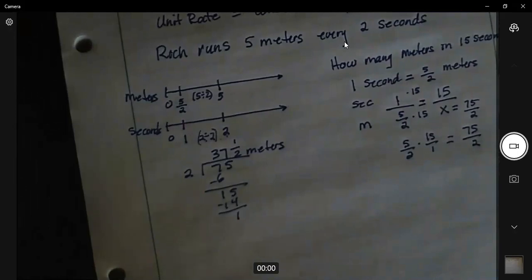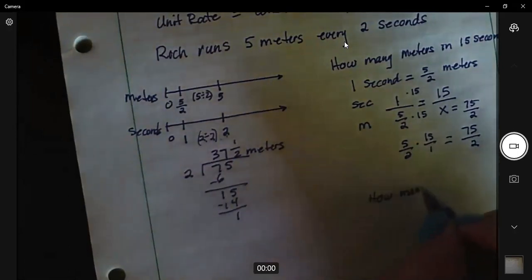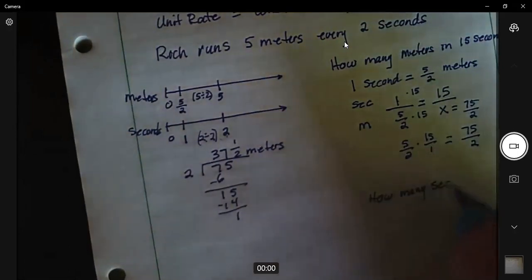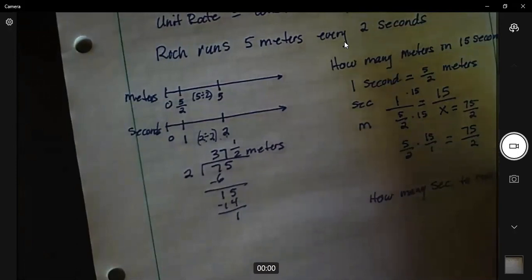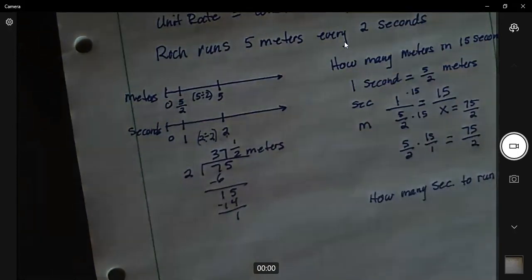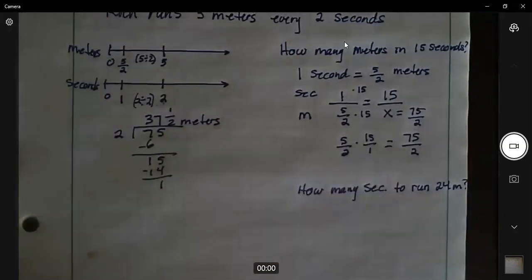Okay, so let's try another one. So let's say how many seconds would it take him to run? Let's do 24 meters. Okay, so how many seconds would it take Rich to run 24? Keep going off the page, sorry. There we go. So how many seconds?